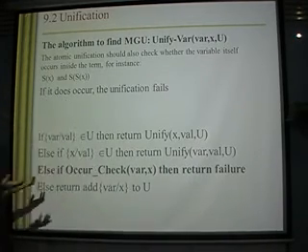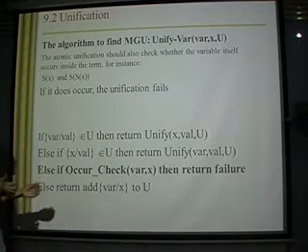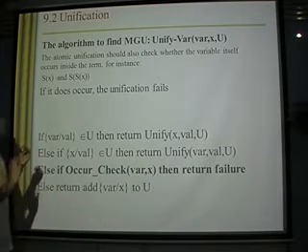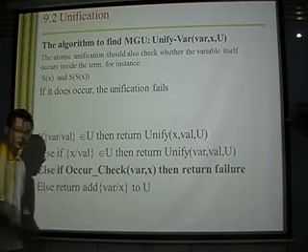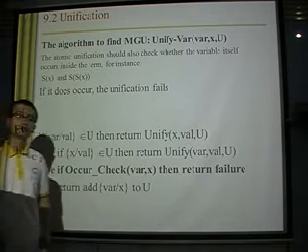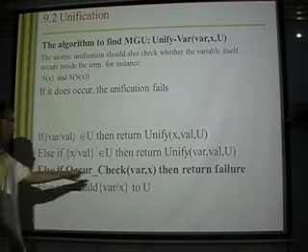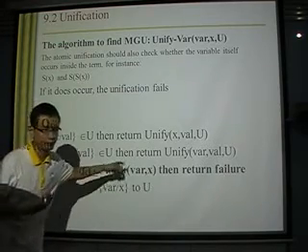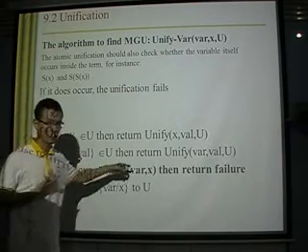And the atomic unification should also check whether the variable itself occurs inside the term. If it does occur, the unification fails. So we add this line. This is the most time-consuming part, and Prolog simply omits this part.